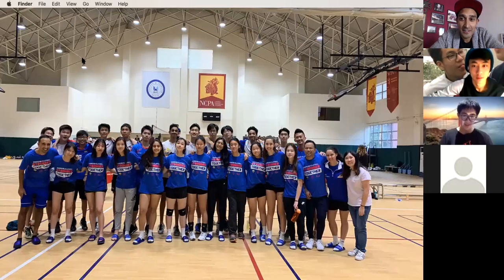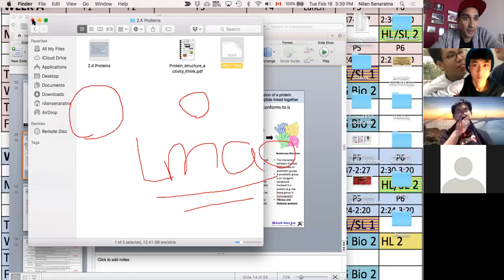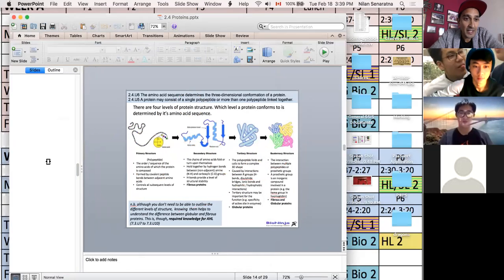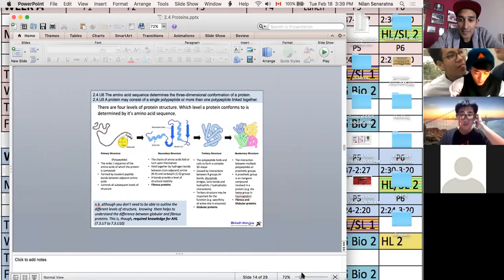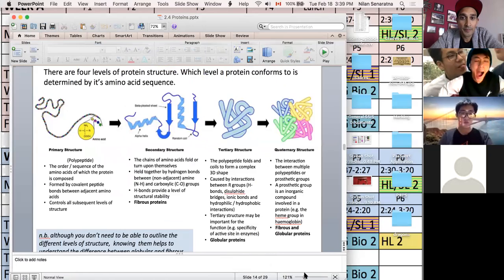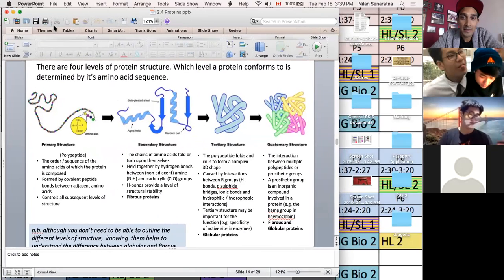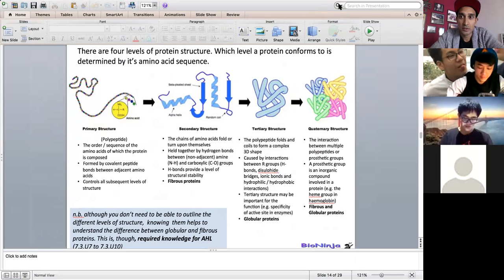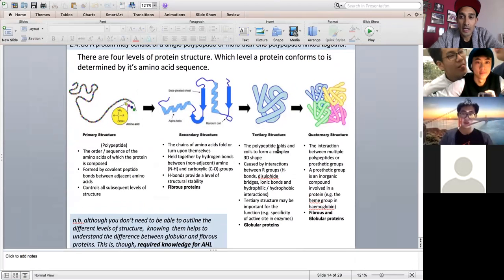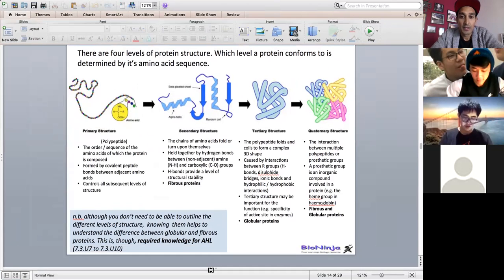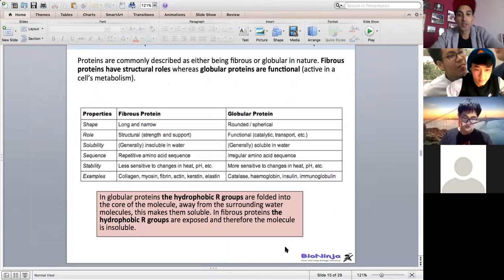Okay, so let's go. Where's my PowerPoint? Here we go. All right, let's do this, people. So last time we had a little explanation of the 4 levels of structure for polypeptides, right? Even though it's only HL level, that's fine. It's good to know. Here's where we're gonna pick up.